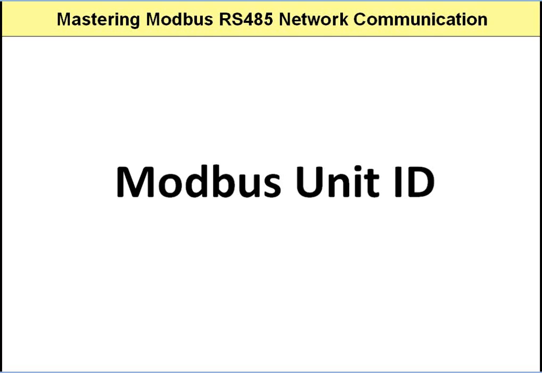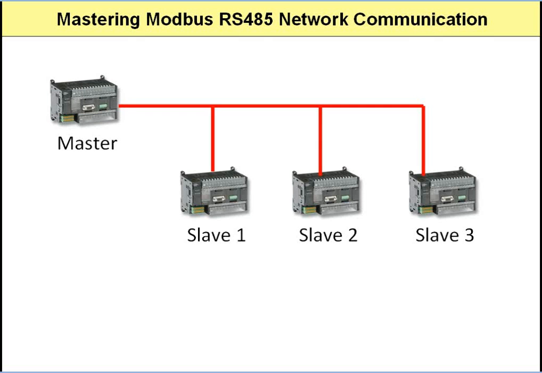In this lecture, we're going to take a closer look at how communication on a Modbus network takes place with a single master and multiple slaves. We will do this by introducing a new concept called the Modbus Unit ID. Again, let's look at an example. In this network, we have one master and 3 slaves.